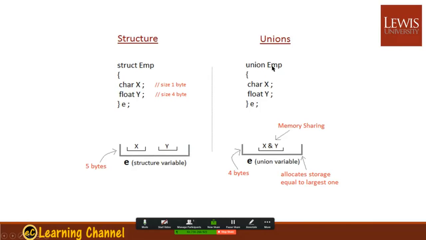So for this one, union employee type has a type variable E, and then these two are sharing the same space. So basically, these two will totally have 4 bytes since the float is longer. And compared to the left-hand side, which has 5 bytes. So these two you have to compare.